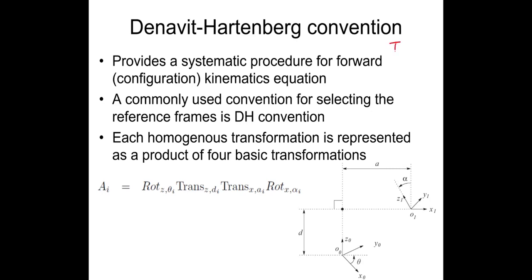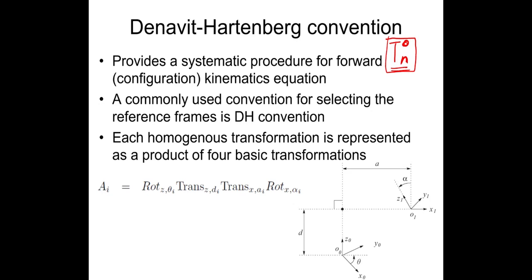Which is T, n, 0. Here 0 is the coordinate frame of the base, and it also represents the world coordinates, and n is the end effector. This homogeneous transformation matrix represents, for the end effector, what is the orientation and position of the end effector in the world space. This is the final question we're trying to answer for both forward and inverse kinematics.